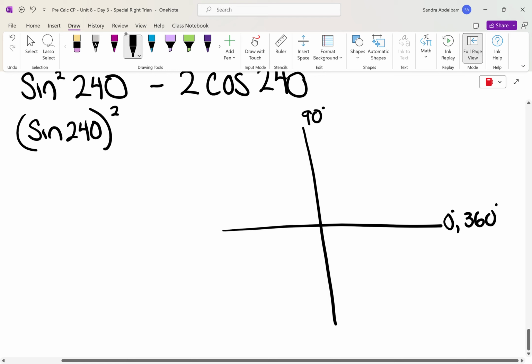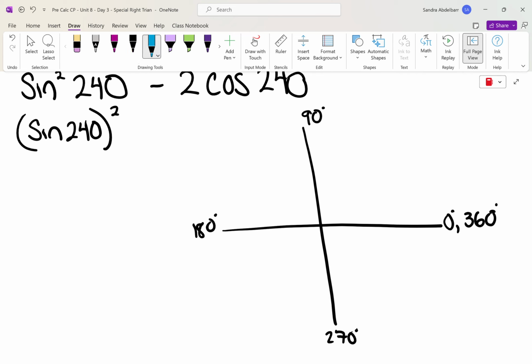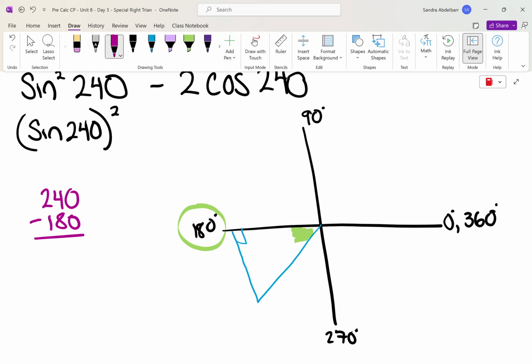Okay. So maybe this one was a little bit harder. So we have 0, 360, 180, 270. When we're looking for 240, that brings us into the third quadrant. But remember, you're always going off of the degree in the x-axis. So when we do our subtraction to find our reference angle, we're going to do 240 minus 180, which is going to be 60. So that's our reference angle.